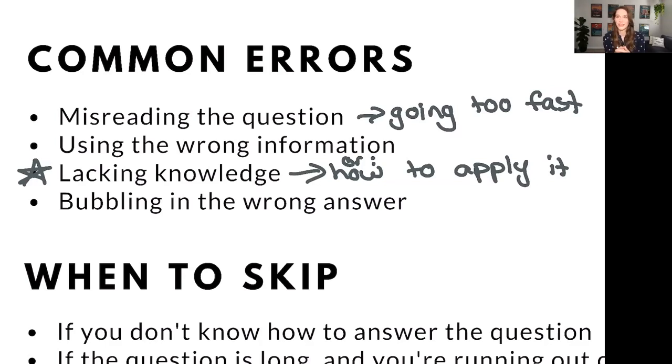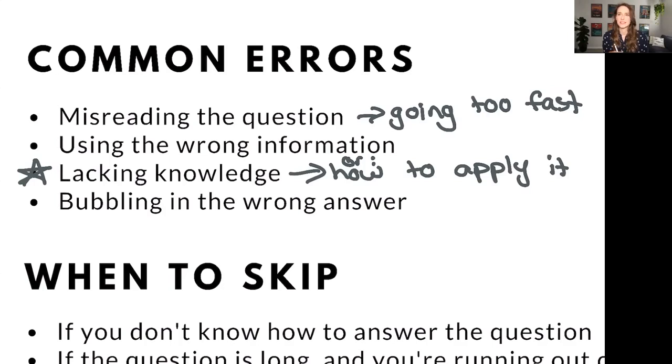They just didn't recognize it and they didn't understand how they could apply those concepts to the questions. So it's really a two-part game. You can't just know that y equals mx plus b is super important for the SAT if you don't also know how to identify and recognize those questions. Lastly is my personal favorite, bubbling in the wrong answer.